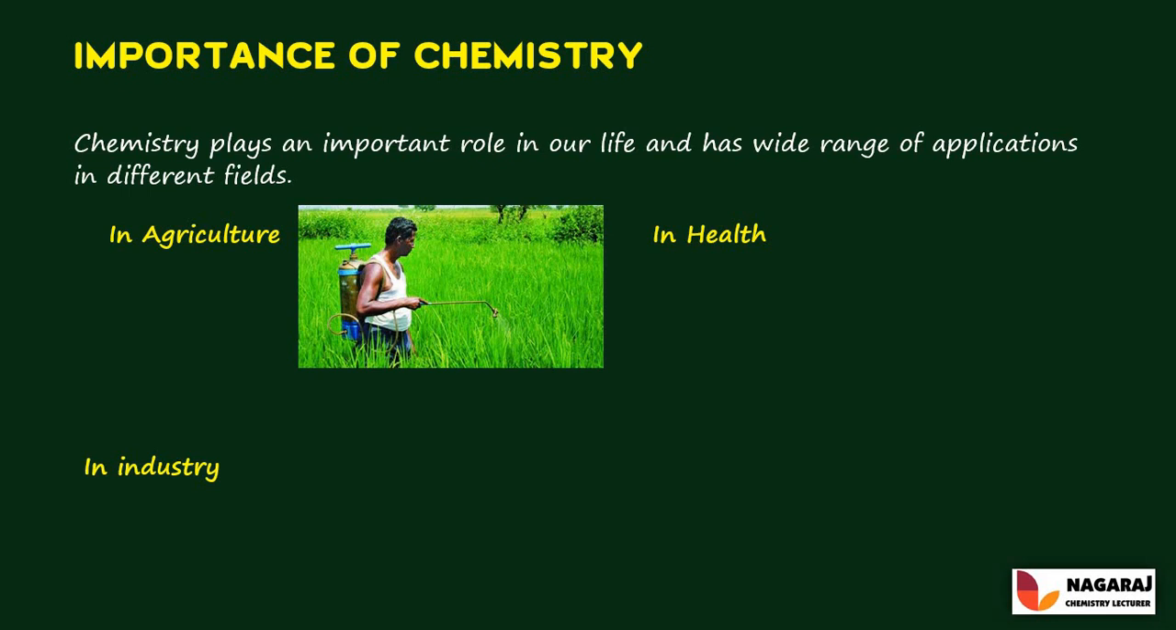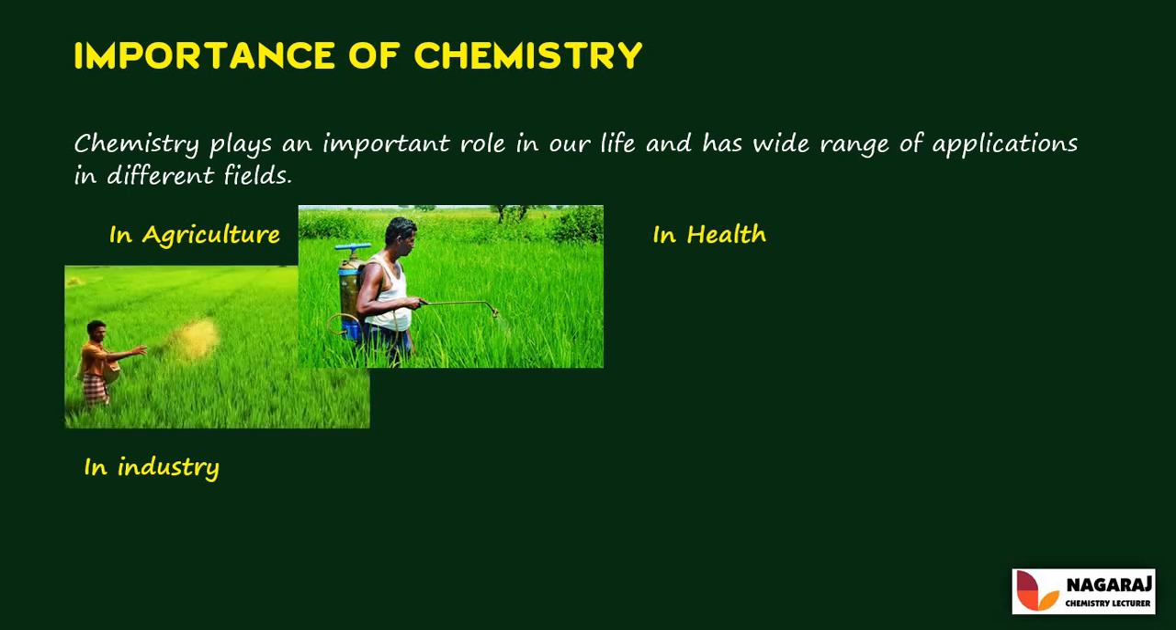And it has helped to protect the crops from insects and harmful bacteria by the use of certain effective insecticides and pesticides, right? In order to protect the crops from harmful bacteria and insects, we use some chemical substances. Those chemical substances are called insecticides and pesticides. So by the use of these insecticides and pesticides, we can protect the crops from insects and bacteria. This is the main important role of chemistry in the agriculture field.